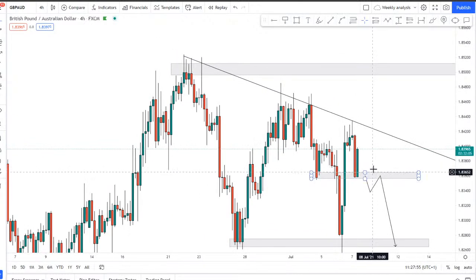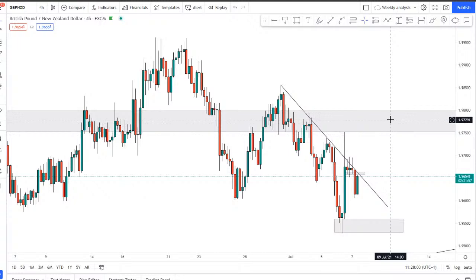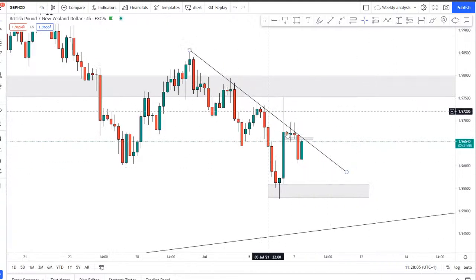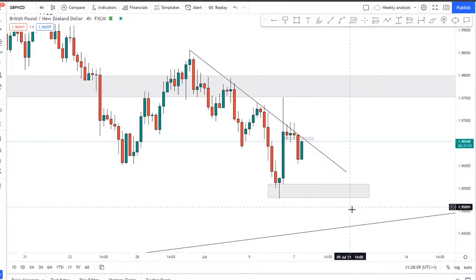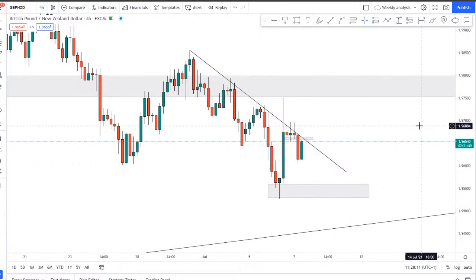If that does happen, then I see 1.85 for GBPAUD and 1.98, I believe, for GBPNZD, but we do need to break that trend line for that to happen. If it doesn't, then I see downside back down to this support, which is around 1.9550.